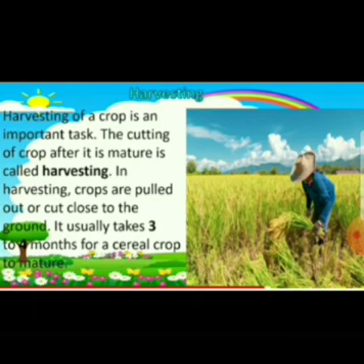In harvesting, crops are pulled out or cut close to the ground. It usually takes 3 to 4 months for a cereal crop to mature. Can you see he is cutting from the downwards? Okay, so that is known as harvesting. And how many months does it take? It takes 3 to 4 months for a cereal crop to mature.